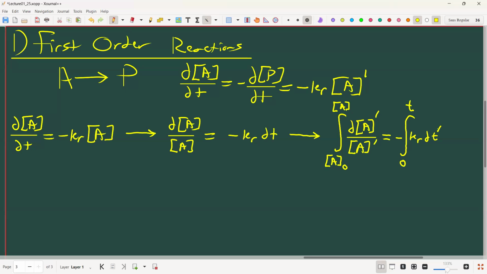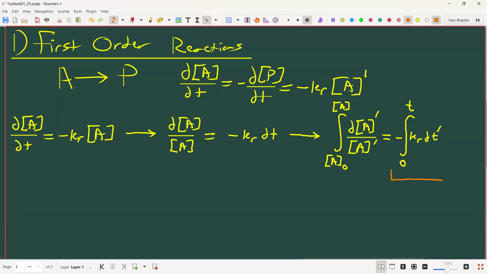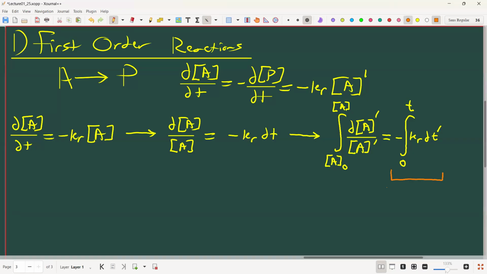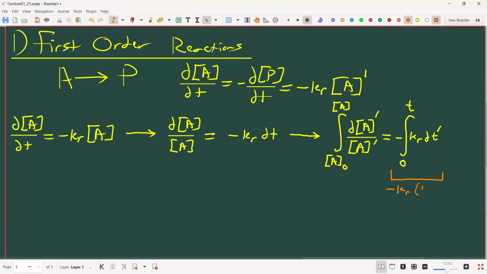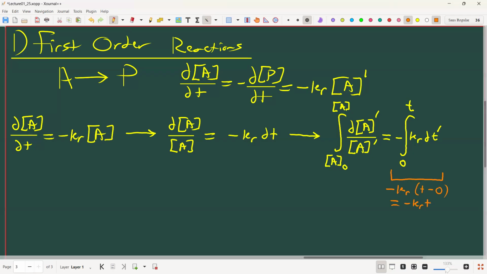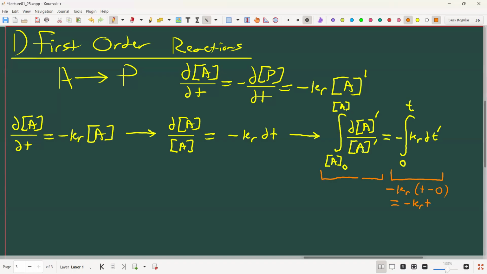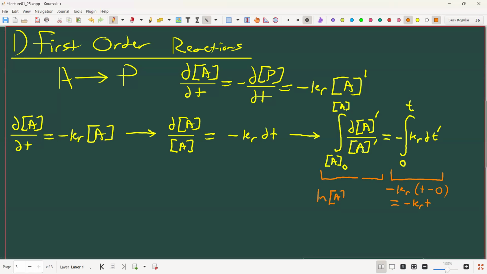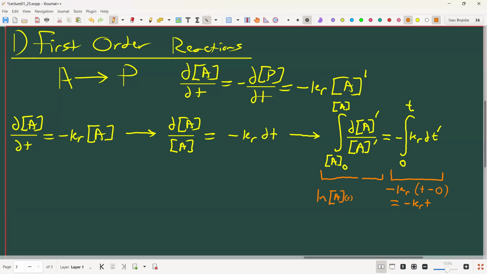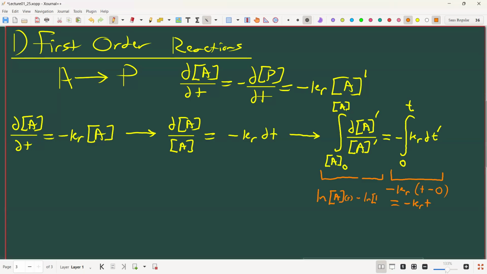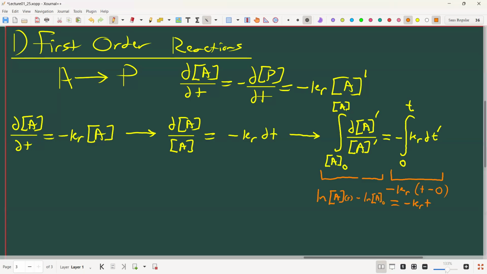This is a really, really easy integral to do. So the right-hand side is just the integral of dt. So this is minus kr times t minus 0, which again is just minus krt. And the left-hand side is basically dx over x. That's the log of x. So we have the log of A at some time t minus the log of the initial concentration.